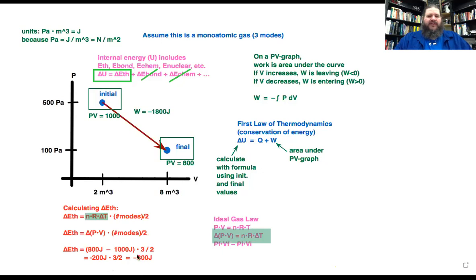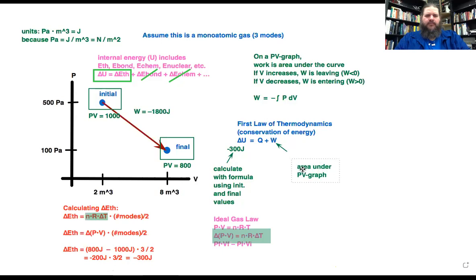So we now know the change in thermal energy. And let's go ahead and fill those in. Now that we know these values, we know delta U is negative 300. And we also found work was negative 1800. So with that information, what else can we now calculate?